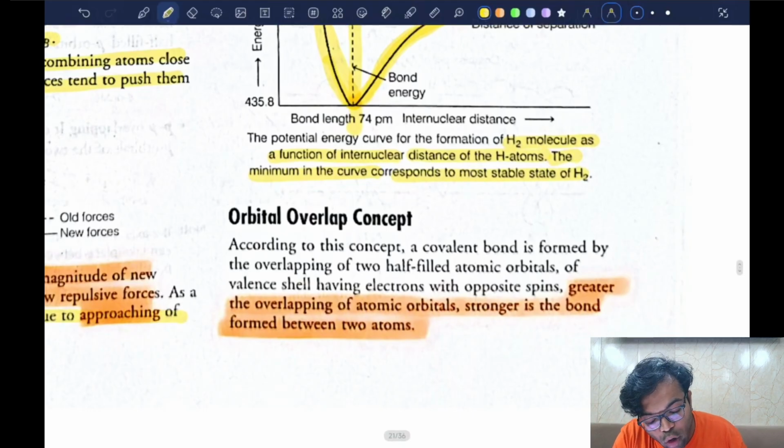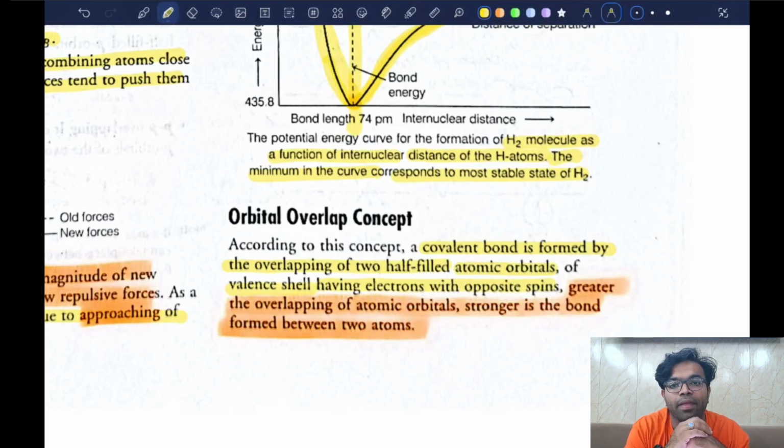Orbital overlap concept. According to this concept, a covalent bond is formed by the overlapping of two half-filled atomic orbitals of the valence shell having electrons with opposite spin. The greater the overlapping of the atomic orbitals, the stronger is the bond formed between the two atoms. Two orbitals having electrons of opposite spin overlap one on top of each other, and the more overlap there is, the stronger the bond will be.